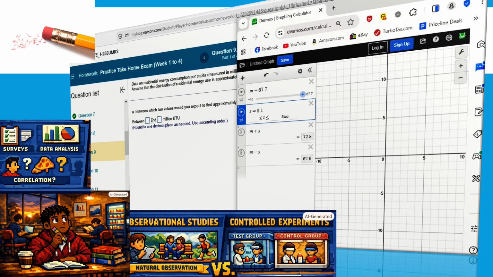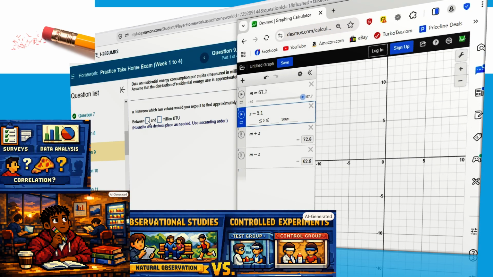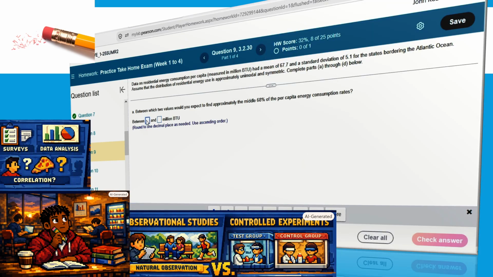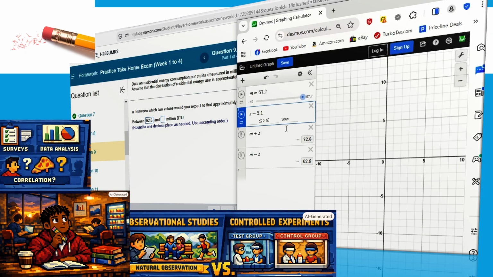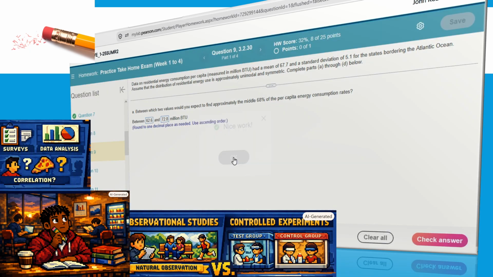So the upper is going to be between, I'm assuming it wants us to write this in respective order. So let's put the 62.6 as the lower, and we'll see if that's a misinterpretation, and 72.8 is the upper. Let's check to make sure we have it all rounded to one decimal place, and it appears to be correct. Let's check it. Nice job.